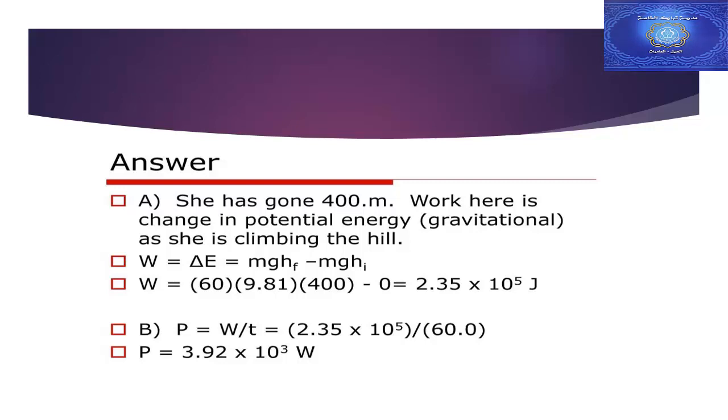Second question, to calculate power. Power equals work over time. We calculated work in the first question, so we'll use the result. So work 2.35 times 10 power 5 divided by 60. Why do we use 60 seconds? Because we should use the quantities in SI units. He gave us the time in minutes, but we should convert it into seconds. So power will equal 3.92 times 10 power 3 watts.